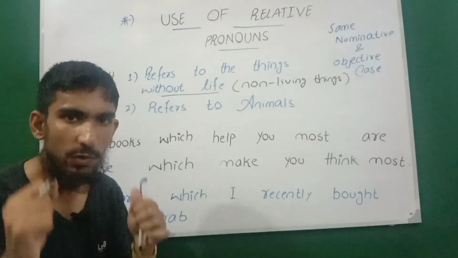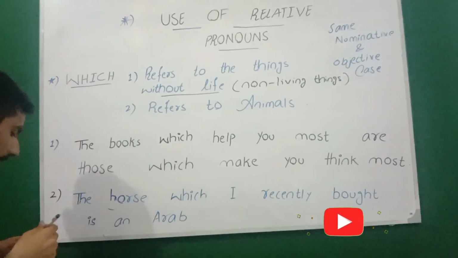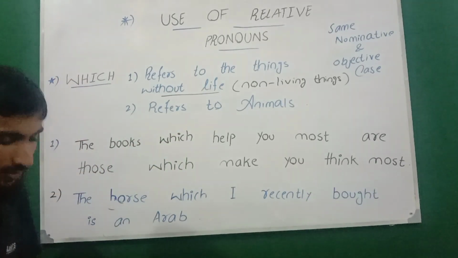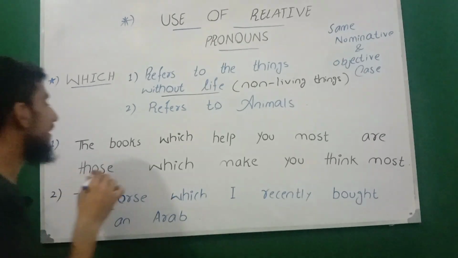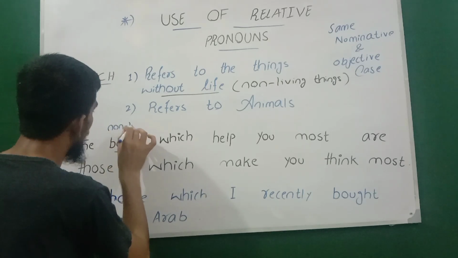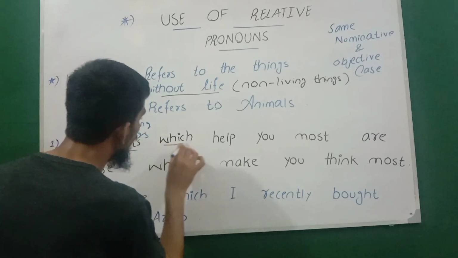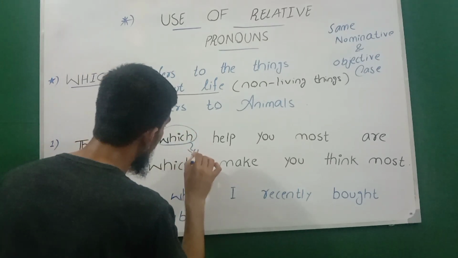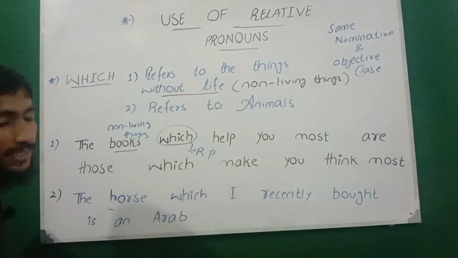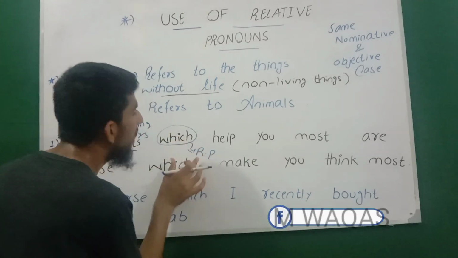Now through examples we will learn how which refers to a non-living thing and how which refers to an animal. Look at this example: The books which help you most are those which make you think most. A very good sentence. Here, books are non-living things. That's why we use which, a relative pronoun, in this sentence. This is the example of the statement that which refers to things without life, the non-living things. Books is a non-living thing, that's why we use the relative pronoun which.